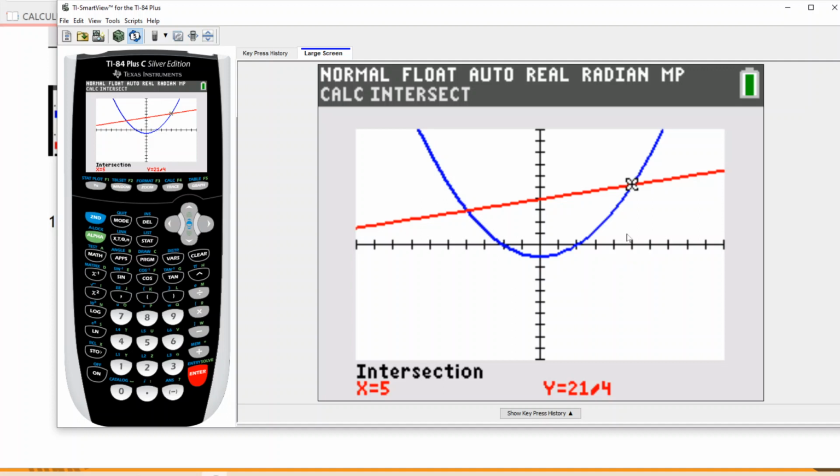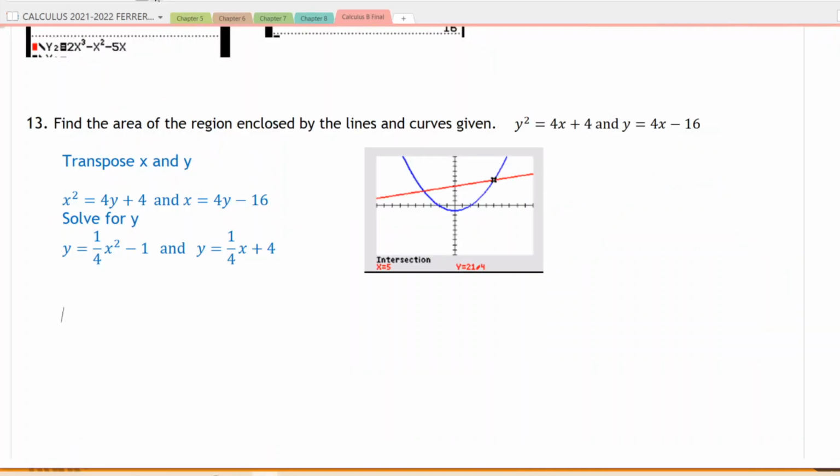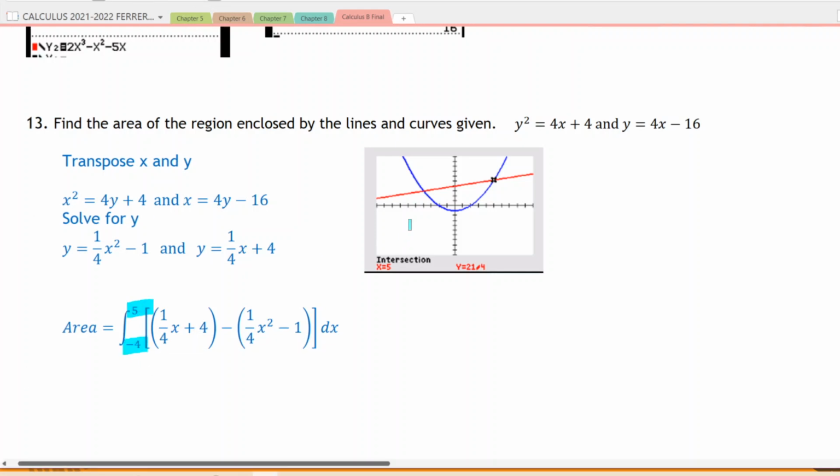So we're going to integrate from -4 to 5. Writing down an integral, we can see that our limits are going to be -4 to 5, which corresponds to the x-coordinate here and the x-coordinate there on the right side. 1/4 of x plus 4, that's the linear function in red over here. And then 1/4 of x squared minus 1, that's this quadratic function over here.